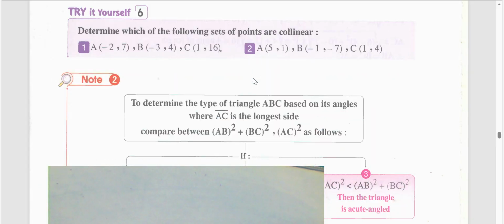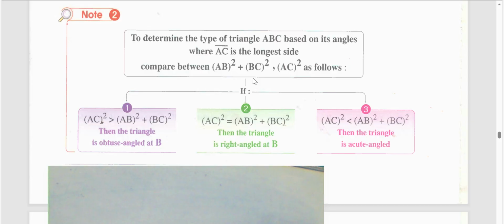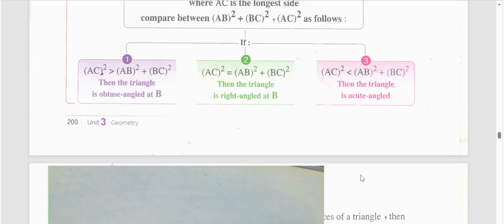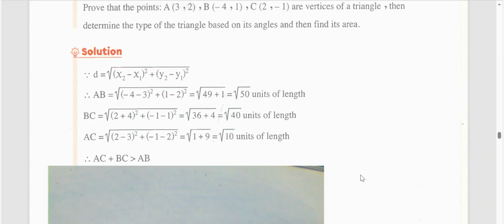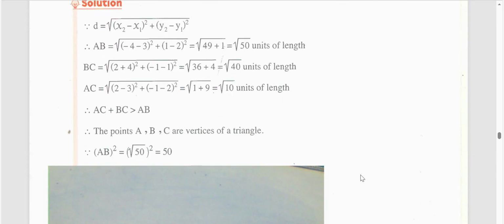Now we can determine the type of triangle from this relation. If the greatest side power 2 is greater than the sum of the smaller sides' squares, we call it an obtuse angle triangle. And if the greatest side power 2 is equivalent to the sum of the squares of the two smaller sides in this triangle, we call it a right angle triangle. If AC power 2 is less than AB power 2 plus BC power 2, we call it an acute angle triangle.